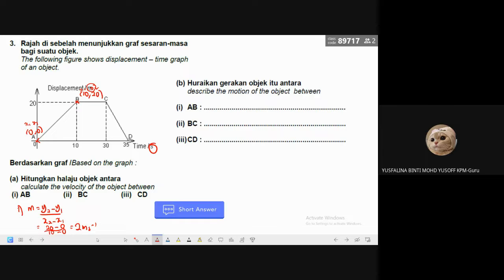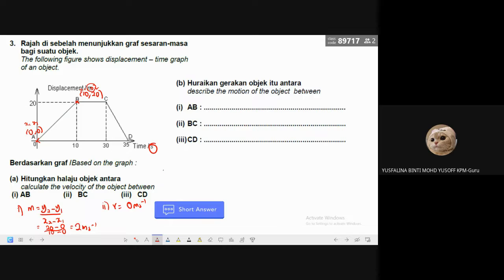How about number 2? Even if you try to calculate, you will get 0, because you cannot draw a triangle here. There is no gradient. No gradient means the velocity is 0. For number 2, just put V is 0, ms negative 1. If you want, you can also use this formula, but at the end you will get V is 0, right?